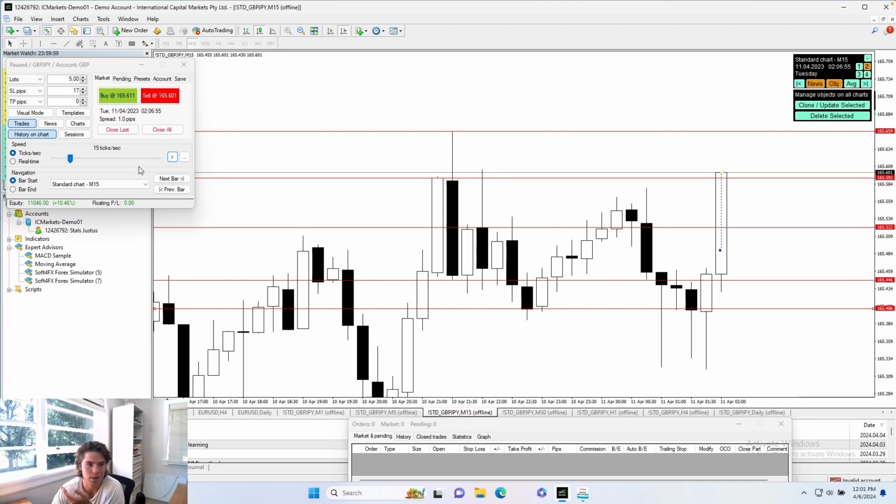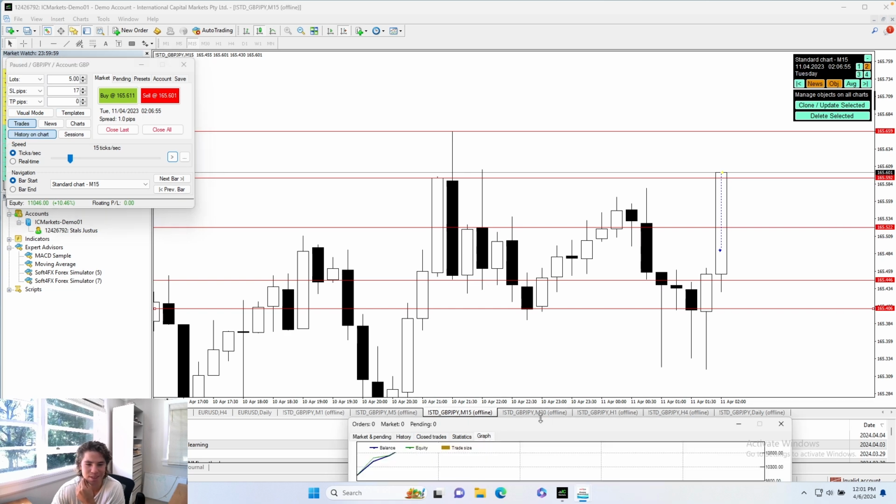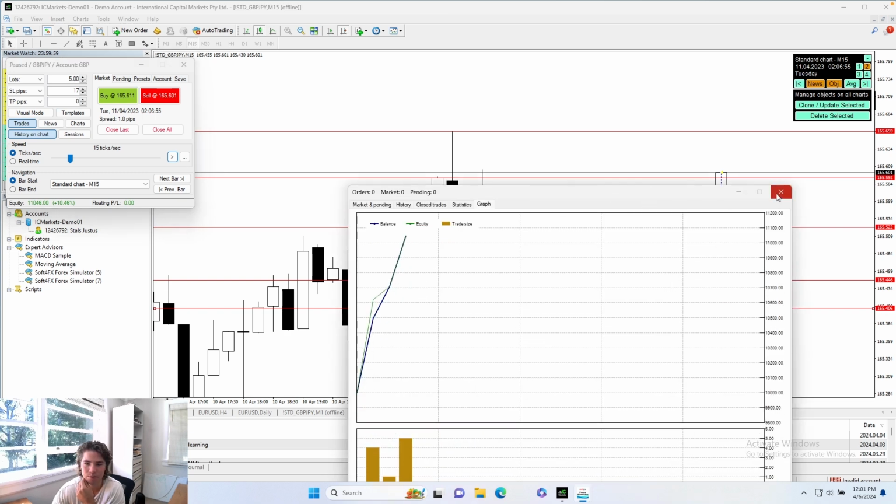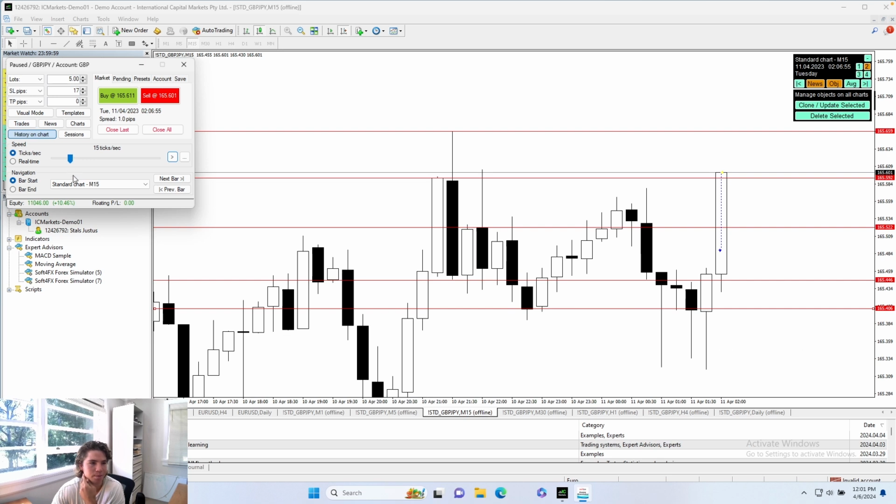Plus, like, what's that? Obviously, we wouldn't be plus 10%. That's just because I think we're using a much higher lot size than what we should be. But we've only closed about 30 pips. So it's about 3%. Okay, and it did close.